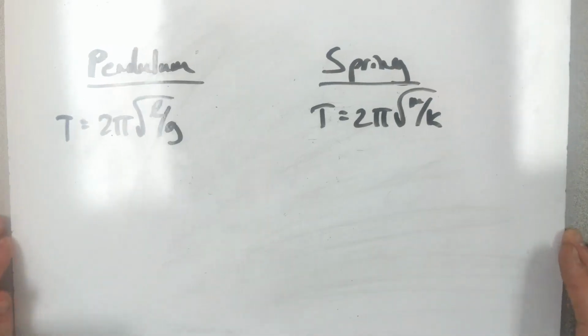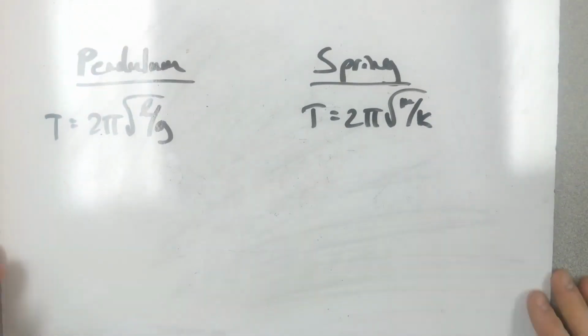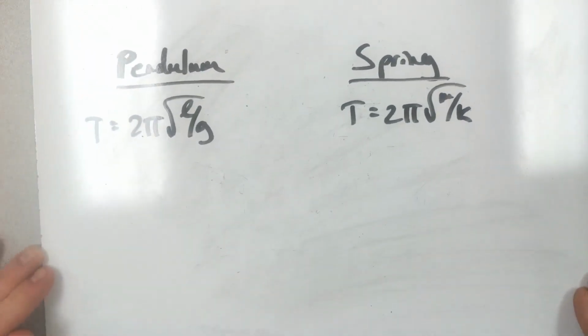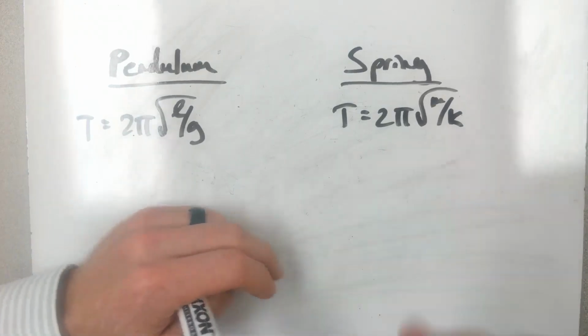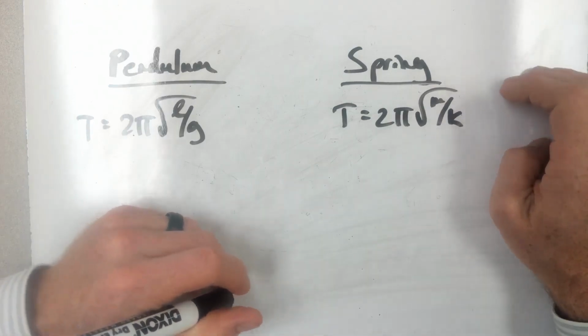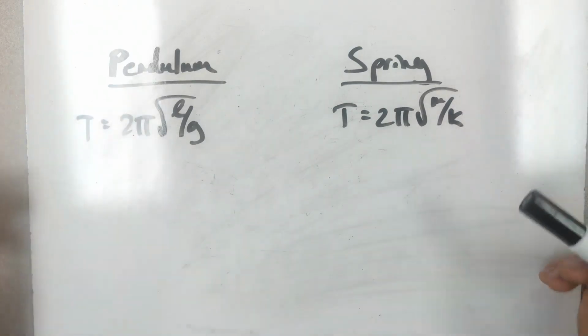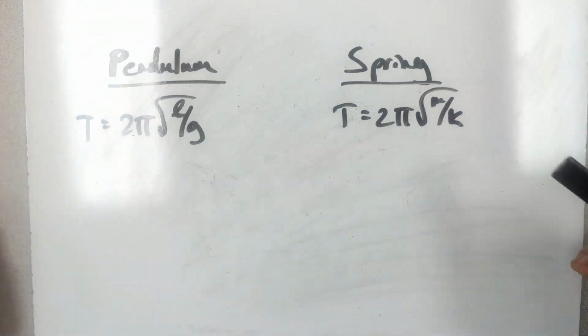Now let's take a look at our springs. Now, springs, virtually the same equation. 2 pi times the square root of m over k equals our period. And again, let's take a look at what is and what isn't in this equation. This equation does not include the length of the spring. It only includes mass, the spring constant, and the period itself.